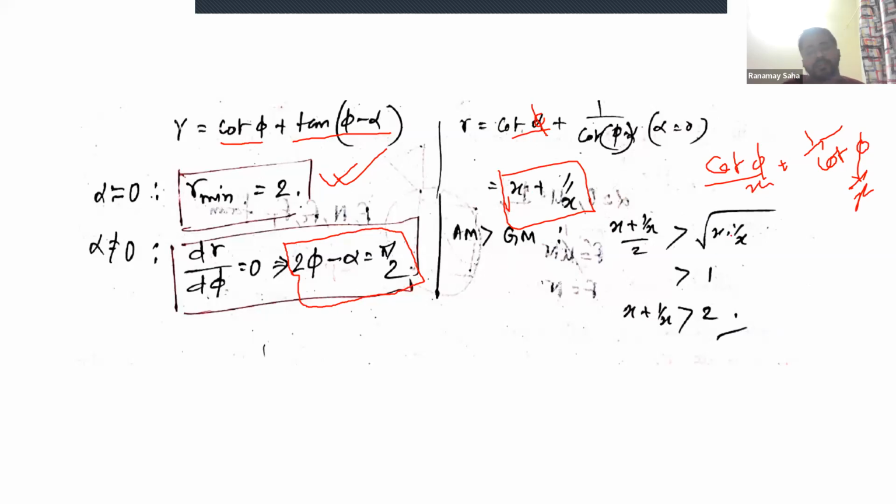So how do you find the arithmetic mean and the geometric mean, AM and GM? Arithmetic mean is just the average of these two, so x plus 1 by x by 2. Geometric mean is just the multiplication of both. When you do that, this term becomes 1 and then x plus 1 by x becomes greater than or equal to 2. So what I mean to tell you is that for a zero rake angle, the minimum shear strain becomes 2. Okay, so if asked, you can now answer how this comes.